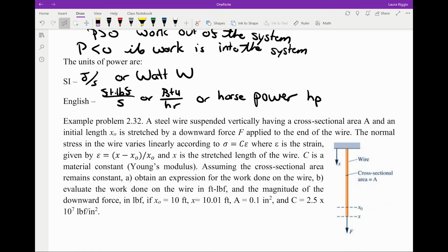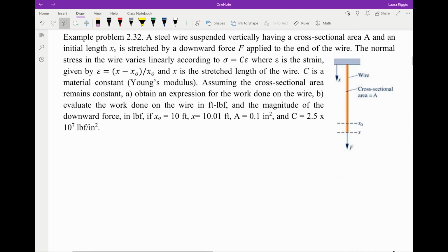So to review our mechanical concepts of power and work, we're going to do an example where a steel wire is suspended vertically and has a cross-sectional area and an initial length, and it's stretched downward by a force. The normal stress in the wire varies linearly according to our stress is equal to some constant times our strain, where our strain is given by our final length minus our initial length over our initial length. C is a constant, it's the Young modulus of the material.